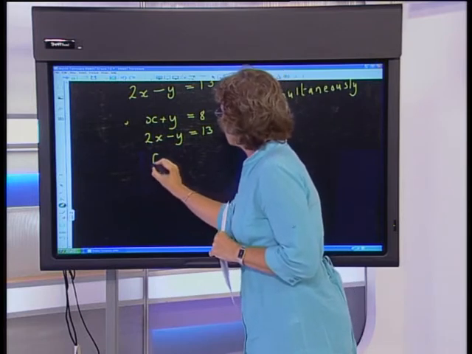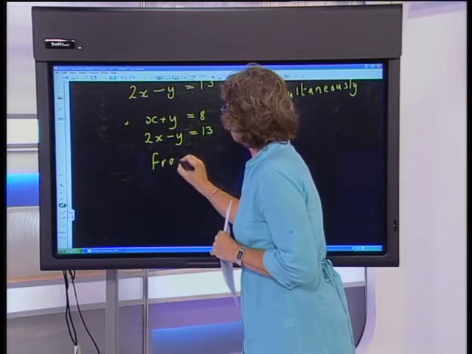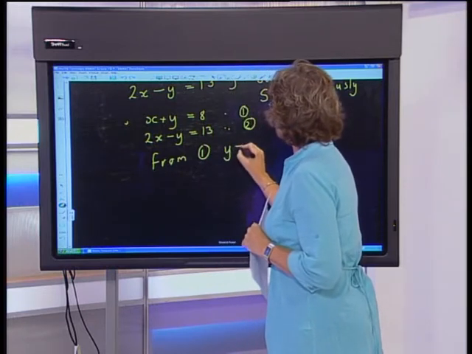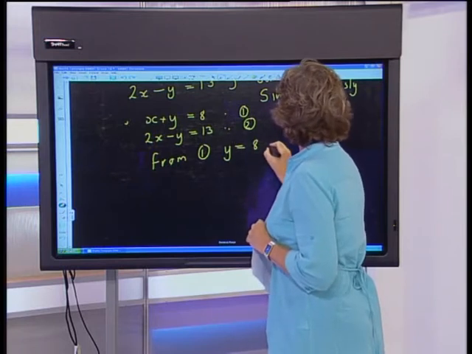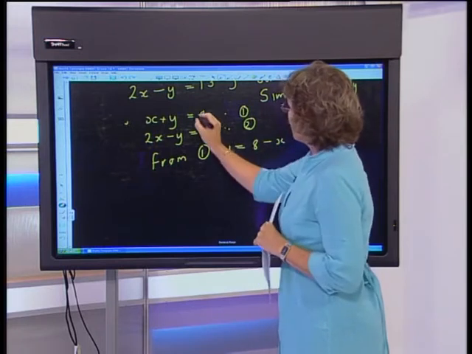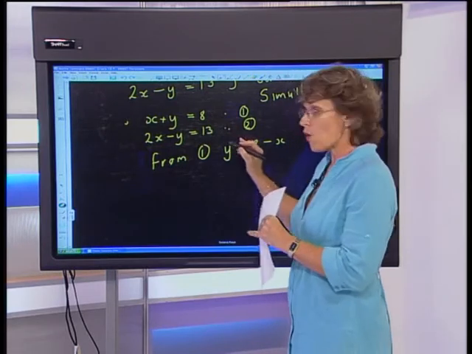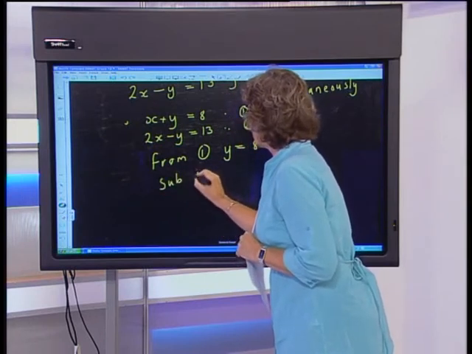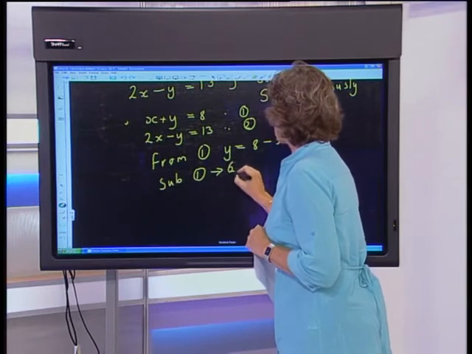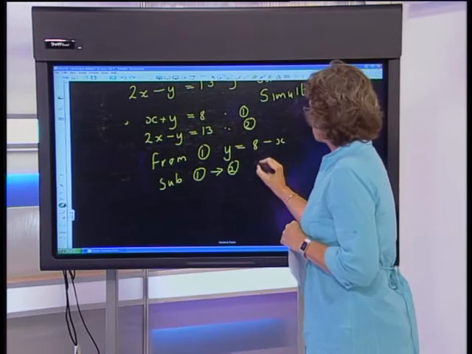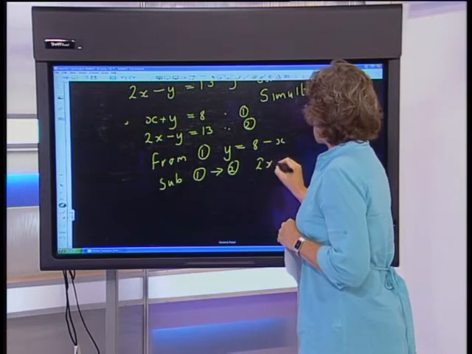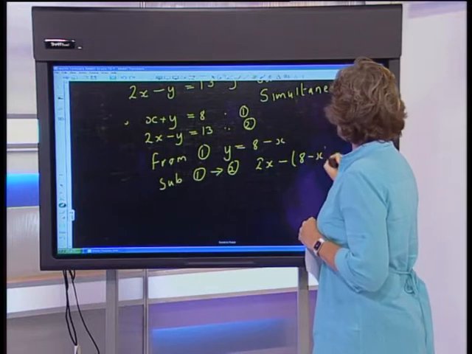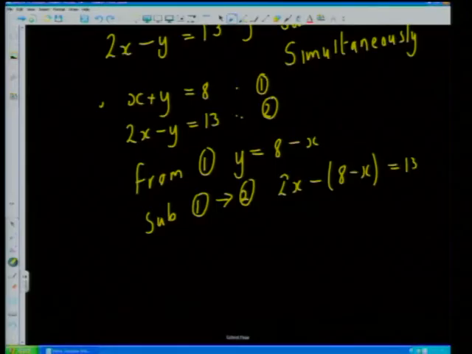Now, what I'm going to do is I'm going to take my first equation, all right, and I'm going to get it in the y form. So this tells me that y is equal to 8 subtract x. Now, it's exactly the same equation. I've just reorganized it so that I can now take it and substitute the first equation into my second equation. Okay? So I'm going to put 2x subtract the new value for y, which is 8 subtract x, and put that equal to 13.